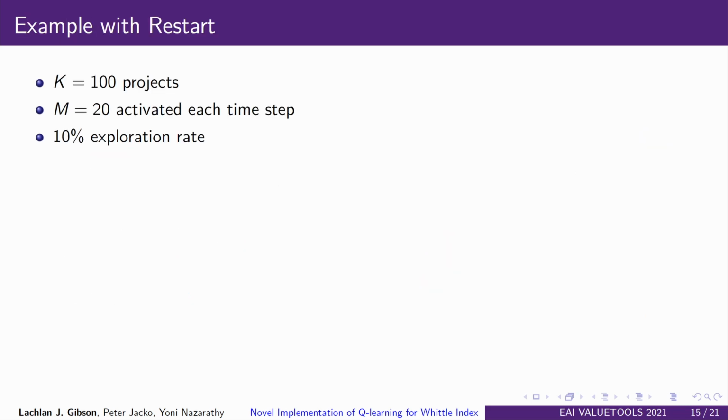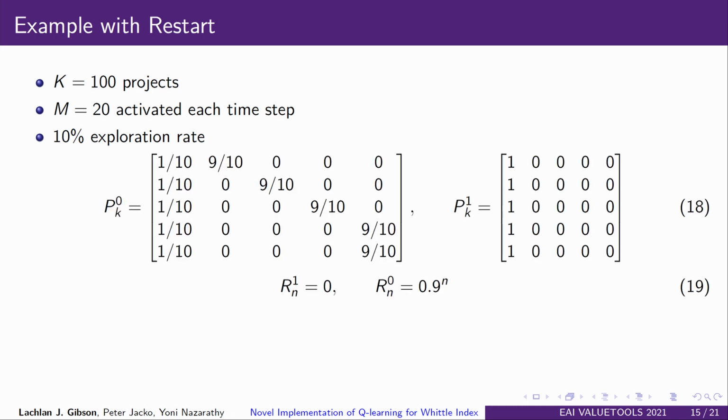Let's look at an example system with 100 projects, where 20 are activated at each time step. For simplicity, we also use a fixed exploration rate of 10%, meaning at each time step, there's a 10% probability the controller will activate projects randomly, and a 90% probability the controller will activate projects with the highest estimated Whittle indices. In this system, every project follows the same transition probabilities and reward structures.